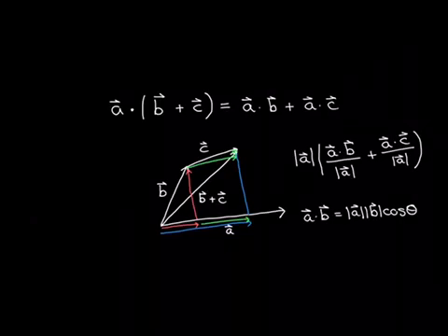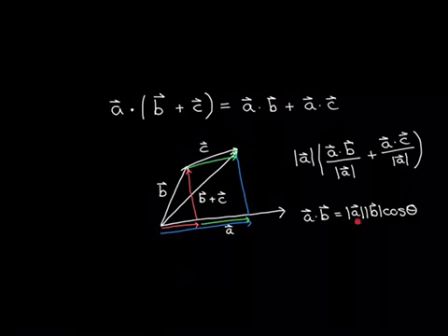Now, we can write the length of the component of vector b that is in the direction of a as the dot product of a with b divided by the length of vector a, and that's because the dot product of a with b is just the length of vector a times the length of the component of vector b in the direction of vector a.